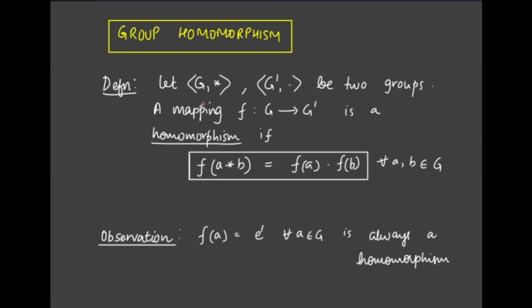Definition. Let G and G' be two groups. A mapping f from G to G' is a homomorphism if f of a star b equals f of a dot f of b for all a and b belonging to G. Here you have to see that this star operation is in the group which is the domain, and the dot operation is in the codomain.